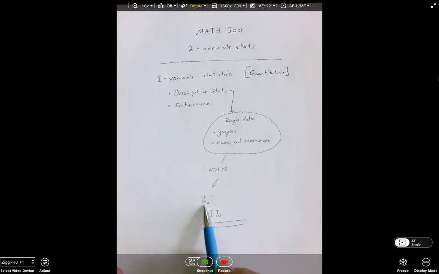So I can test hypotheses, I can test claims, and I can make estimates of population values using confidence intervals at a particular percentage or a specified level of confidence. Okay?